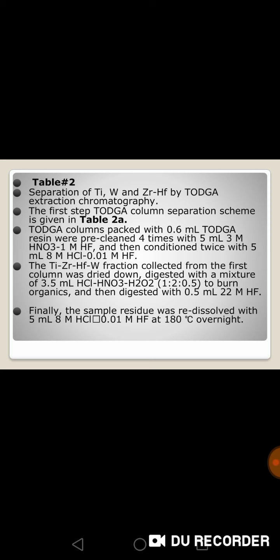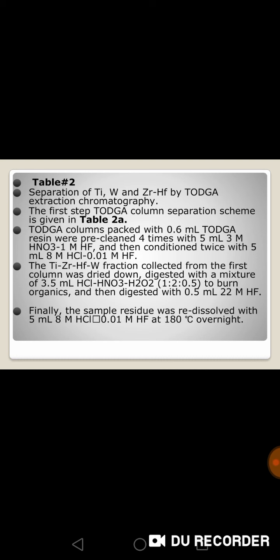The second table is to separate, as in the first step we have separated the mixture of titanium, zirconium, hafnium, and tungsten from all the other elements present in the mixture. So in the next step we are going to separate the titanium and vanadium, and zirconium and hafnium, by TODGA extraction chromatography.